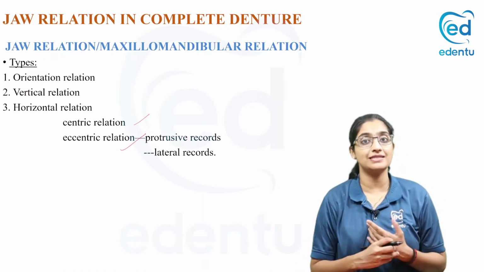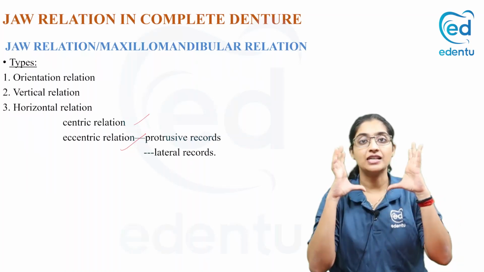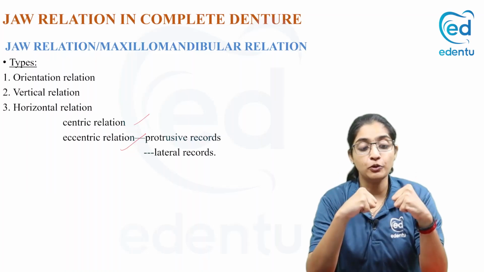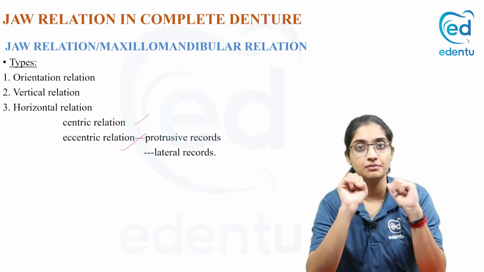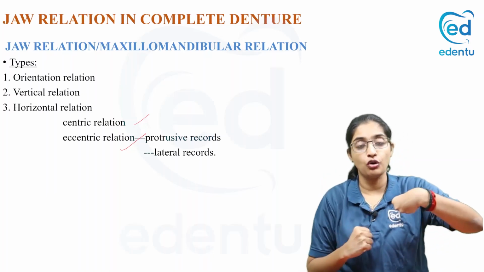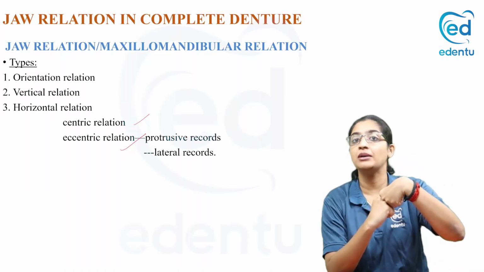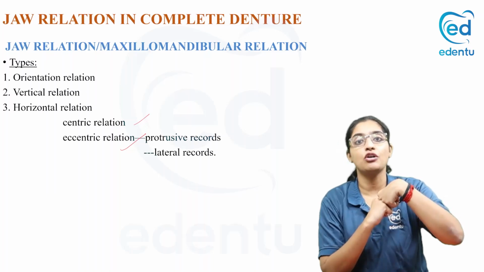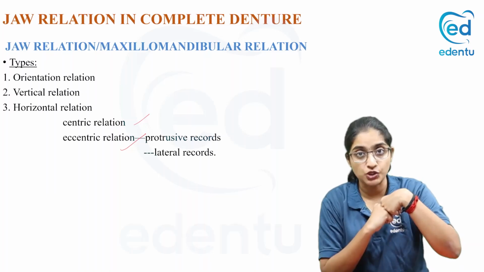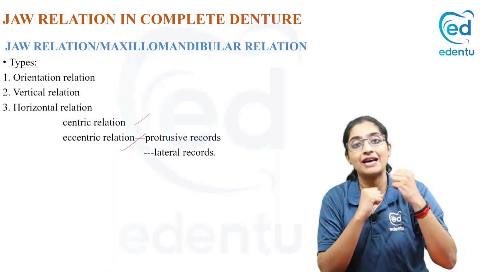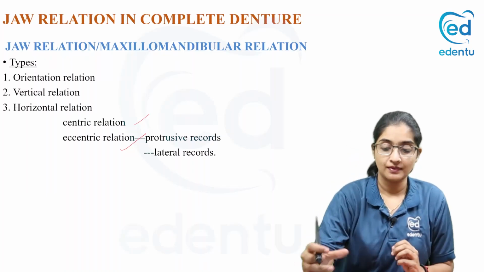What is basically your centric relation and your eccentric relation? When you close your mouth, the position of your jaws is determined or controlled by the position of your teeth. As simple as that. You're going to close and bite on the teeth. That biting position is determined by the teeth-to-teeth contact. That position is called your maximum intercuspation position, the position at which the maximum number of teeth contact each other.